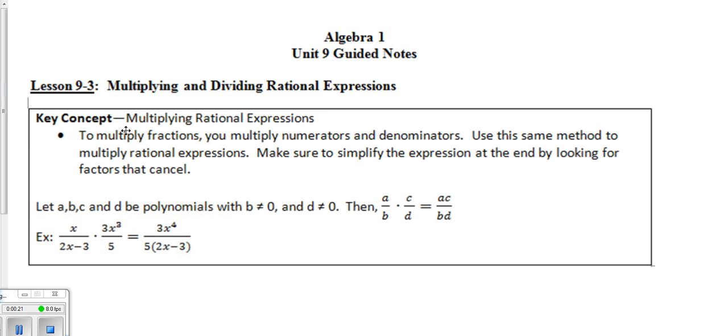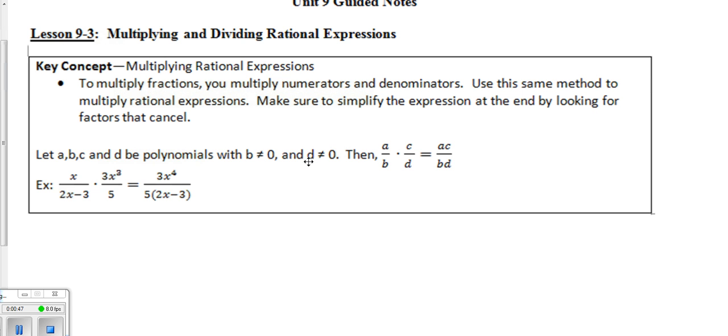So our first key concept we're going to be looking at is multiplying rational expressions. Now this is going to be just like multiplying fractions. And when you multiply fractions, you multiply numerators and denominators. You'll do the same thing for multiplying rational expressions. Now in the end, you can leave them as each of the factors together and then just cancel out or divide out any factors on top and on bottom.